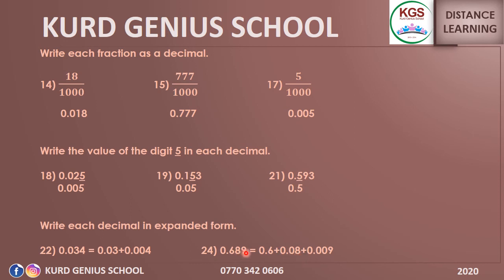For the 9, write each number to the left of the 9 as 0. So write 0 for the whole number part, 0 for the 6, and another 0 for the 8. We have 0.009 or 9 thousandths.